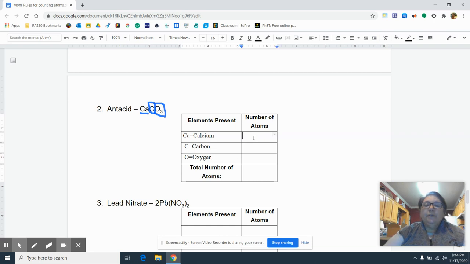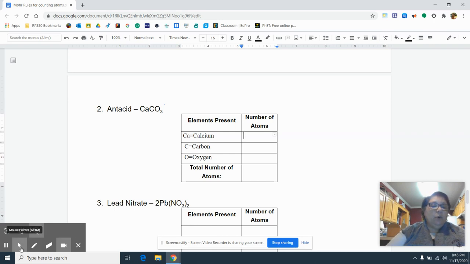So how many do we have? Well, Ca, is there a subscript behind it? Let's erase this so I can show you guys. Okay. Is there a subscript after the Ca? No. So that is understood that there is only one atom. If it's in the formula and there's nothing after it, it simply means one atom. So there's one atom.